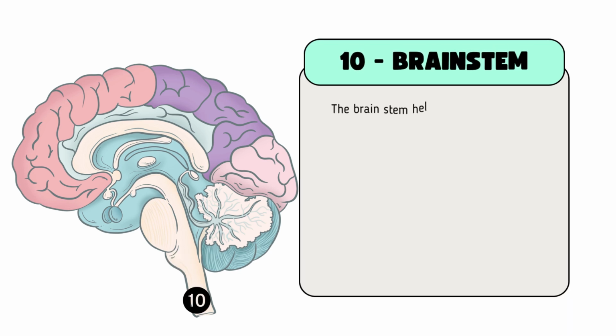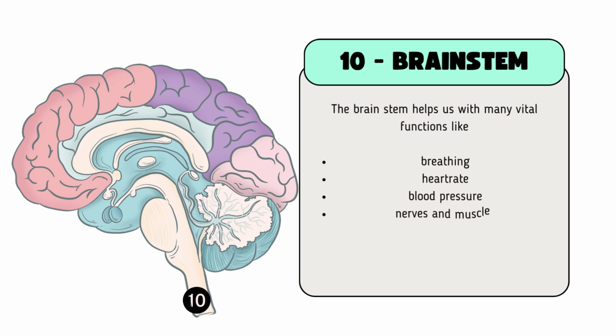Lastly, we have the brainstem, and the brainstem helps us with many vital functions like breathing, heart rate, blood pressure, nerves, and muscles. It also connects your brain to your spinal cord. The brainstem controls all involuntary functions like breathing and heartbeat and sleep and wake cycles. If you were to damage your brainstem, you'd probably be in a coma, have paralysis, or die.